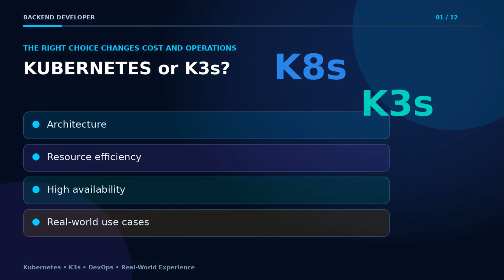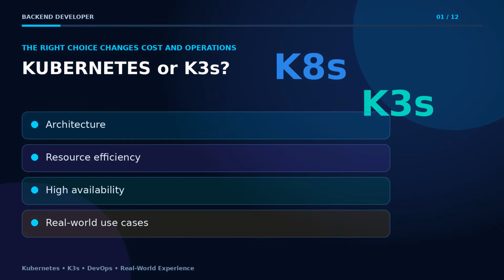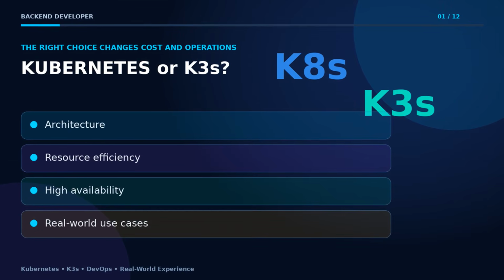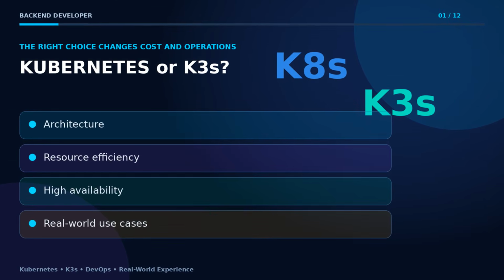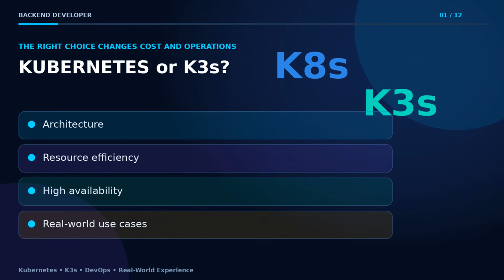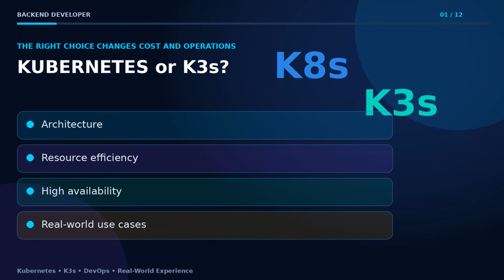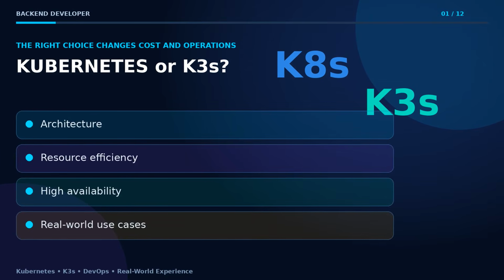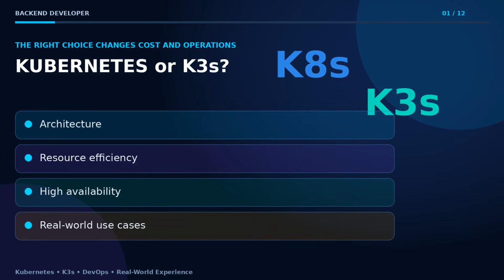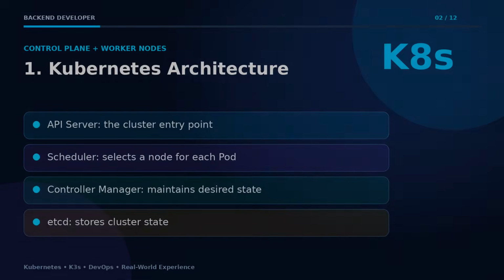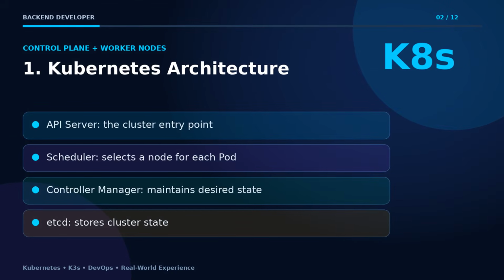Kubernetes or K3s. The names look very similar, but the right choice directly affects your server costs, deployment time, and operational workload. In this video, we will compare both systems across architecture, resource usage, high availability, security, and real-world use cases.